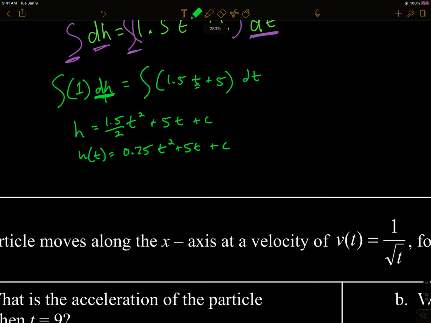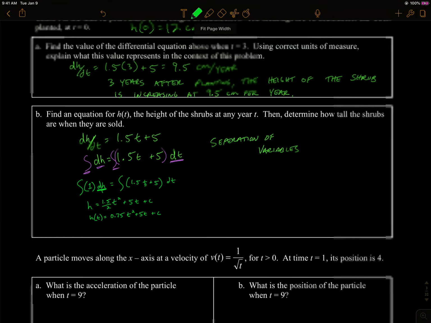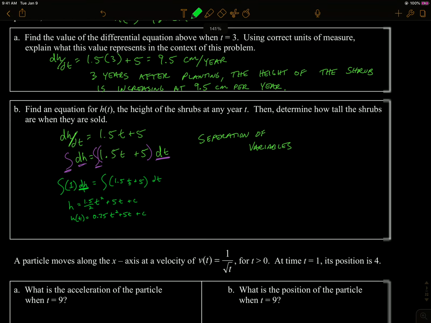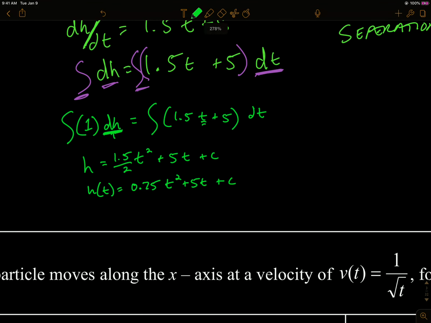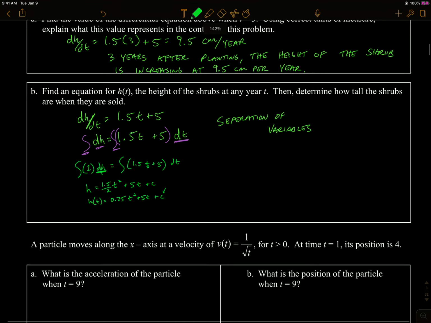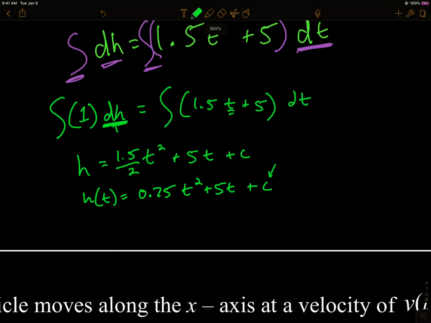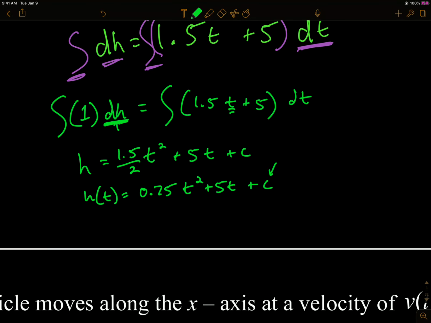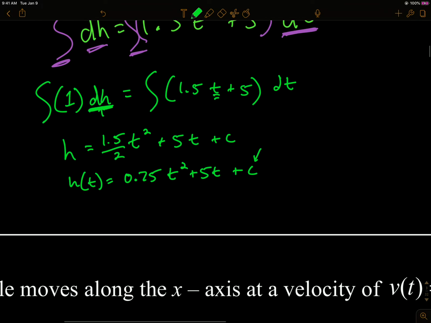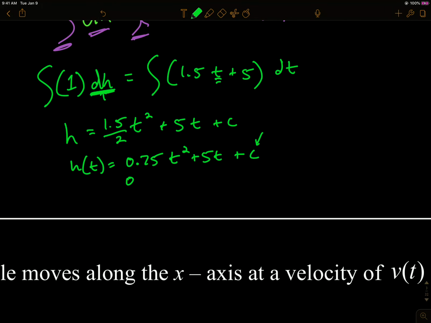Now, using my initial conditions, it says we want to, for any year t, then determine how tall the shrubs are when they are sold. So now we want to use our initial condition to find out what c is, so then we can use this equation to find the height of a certain shrub. So the initial condition was h of 0 equals 12. So if I plug in 0 for t, I end up getting c equals 12, right? Because I get 0.75 times 0 squared plus 5 times 0 plus c equals 12. So that's c equals 12.